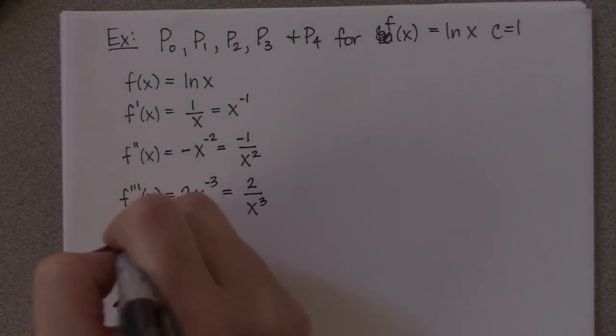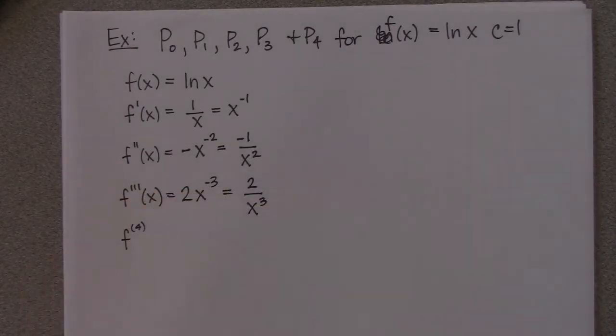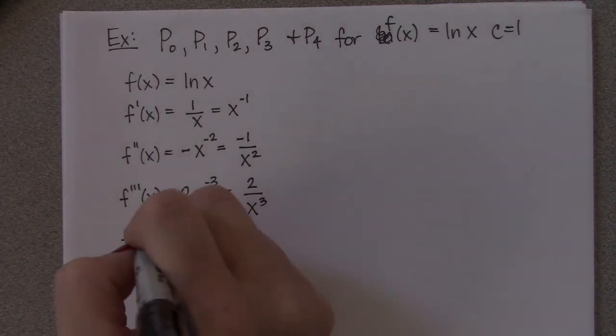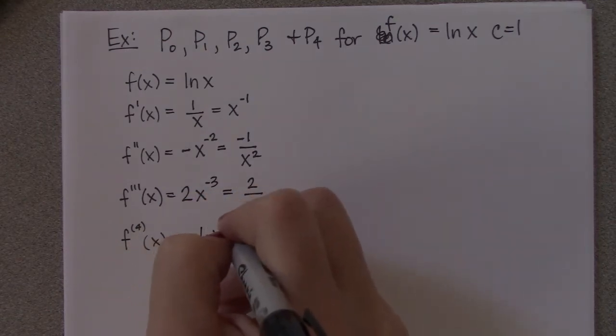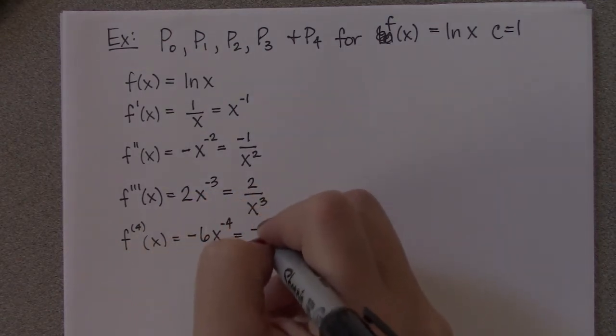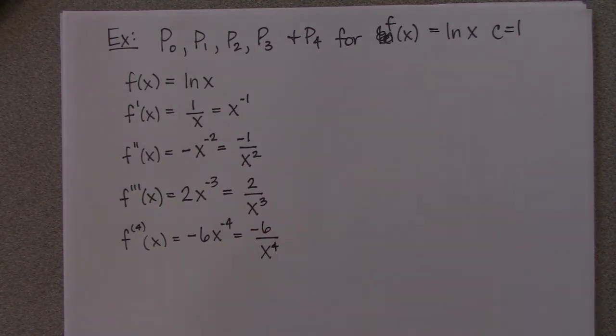And then we'll take the fourth derivative, and it's really up to you when you want to stop using little tick marks, but you can actually just write the number in there as well. And this will be negative 6, x to the negative 4. So I'm going to get negative 6 over x to the 4th.